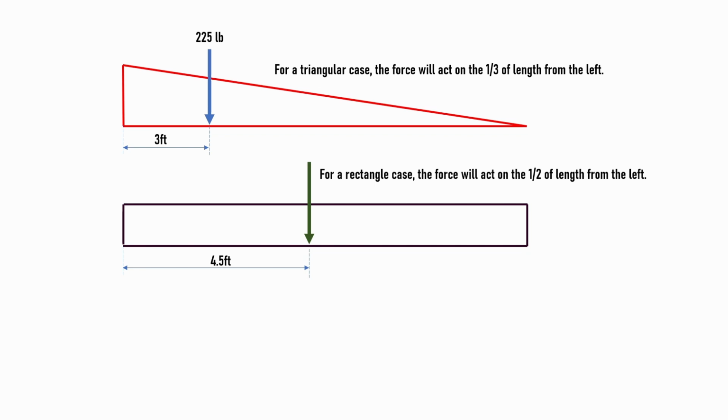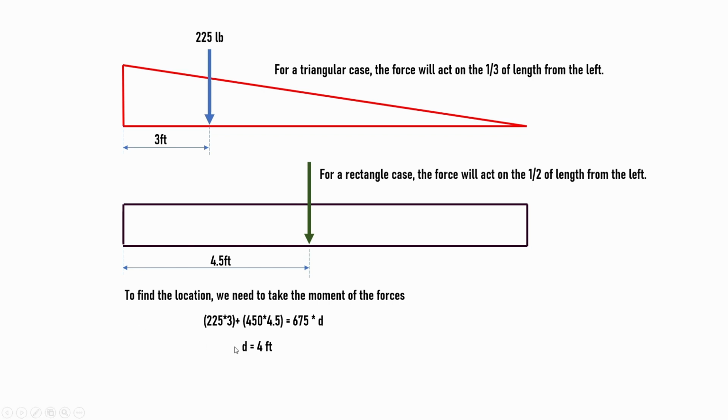Now what we need to do is find the moment for the combined forces. Then we'll get a distance from the left side, and that distance will be the point of action for the combined case, which is the trapezoidal load. So here we'll find the moment. For example, here we took the moment about the left side, so 225 times 3 plus 450 times 4.5 equals the combined force, 675, times an arbitrary distance d. If we solve for d, we'll get the location of the equivalent force, right? So we get d as 4 feet.